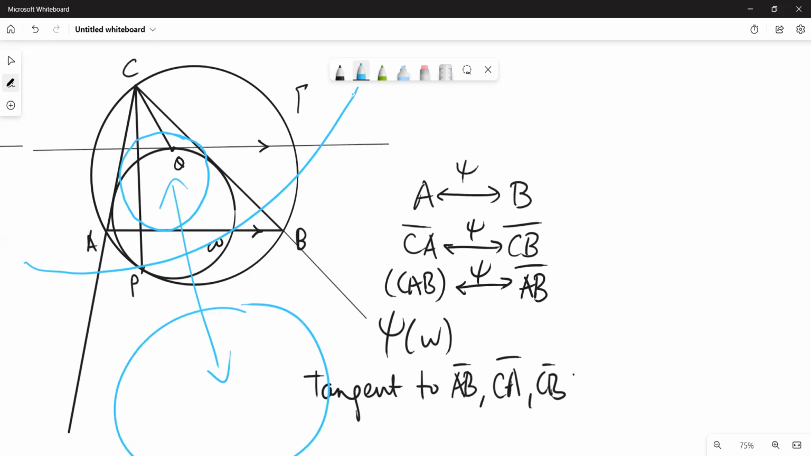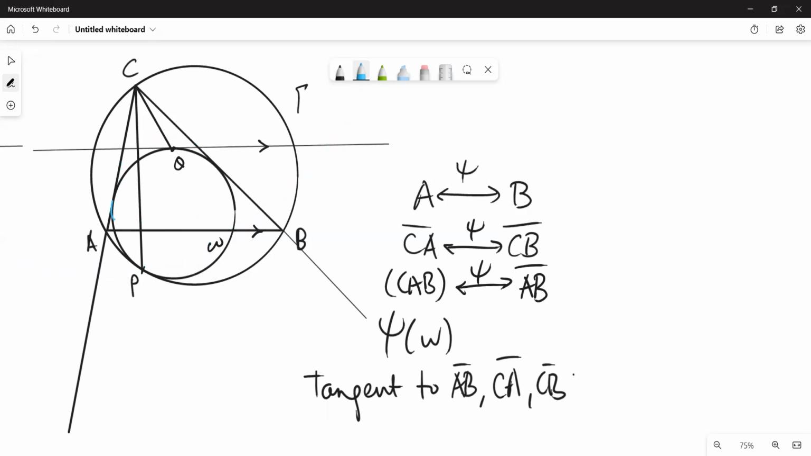That means it cannot be the in circle. It must be the X circle. I hope that makes sense. Because there's a huge part of omega that's inside this portion, it's inside the triangle, which cannot be the case. That means we have to draw the X circle. It's probably something like that.